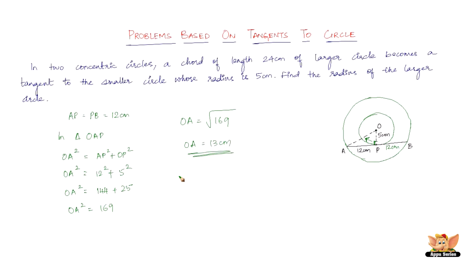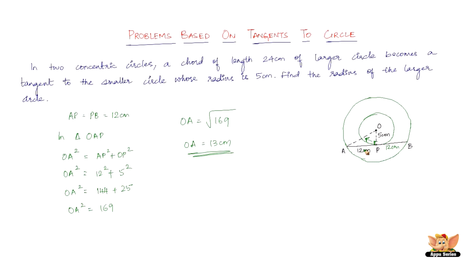So we've got another very simple, very fundamental problem. There's nothing much. All that you had to know was this property that a tangent to a circle is perpendicular to the radius through that point. So since we knew that it was a right angle, we just had to identify this right angle triangle and identify that OA was the radius of the bigger circle and OP is the radius of the smaller circle.